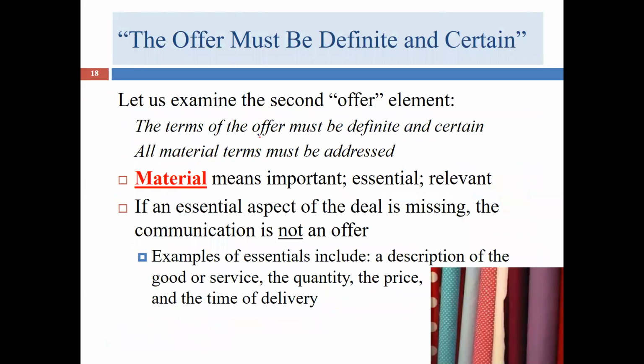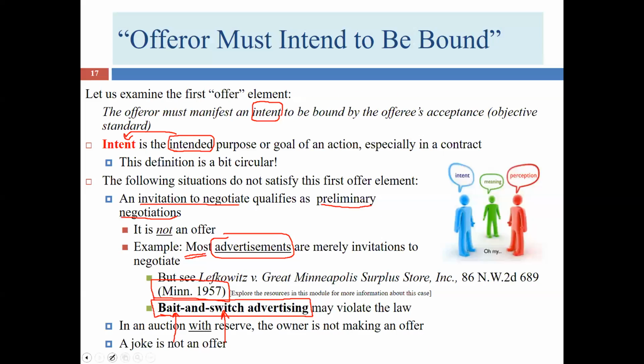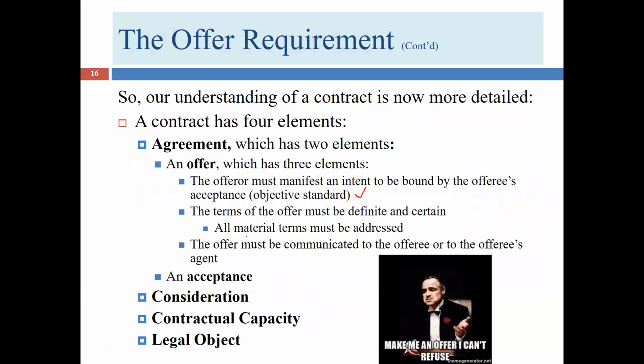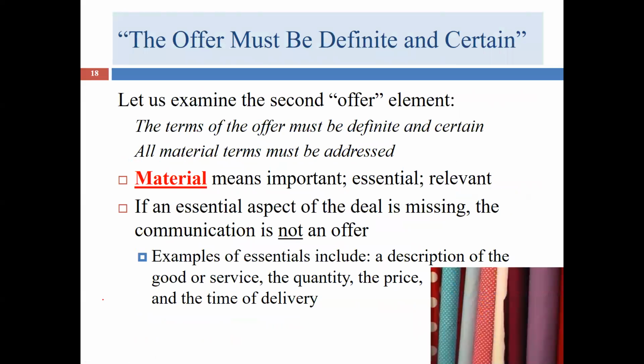Okay, so now we're going to move on to our second element. Let's go back and look here. We've talked about the first element, which is the offer must manifest an intent to be bound by the offeree's acceptance. And of course, this is an objective standard, not a subjective standard. Now we're going to go on to our second element of an offer, and that is that the terms of the offer must be definite and certain. The terms of the offer must be definite and certain.